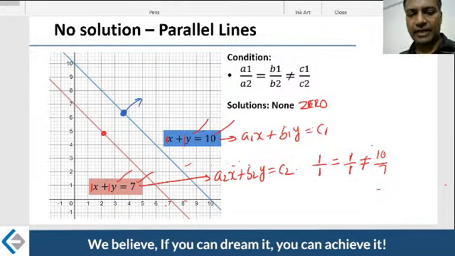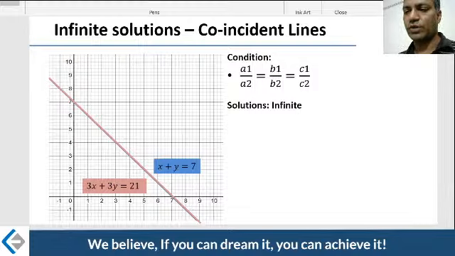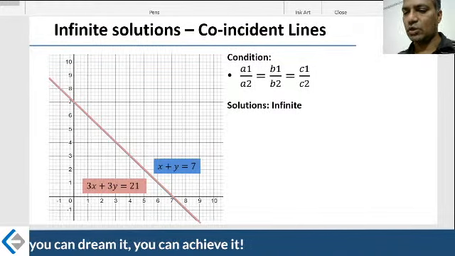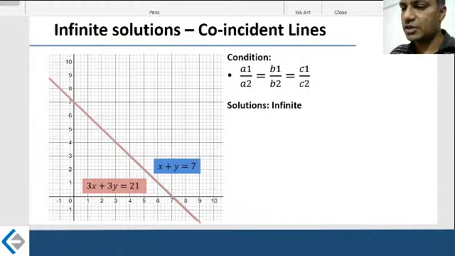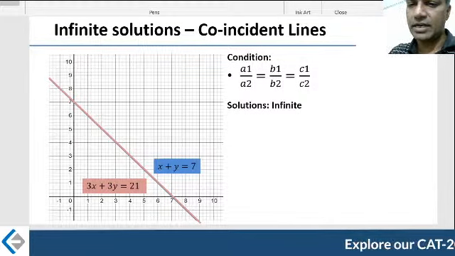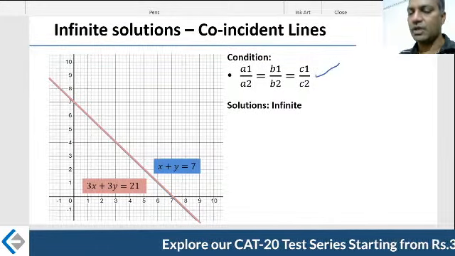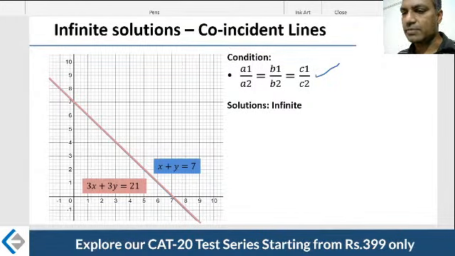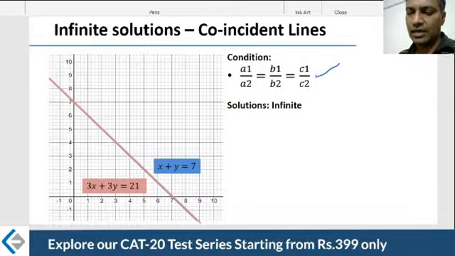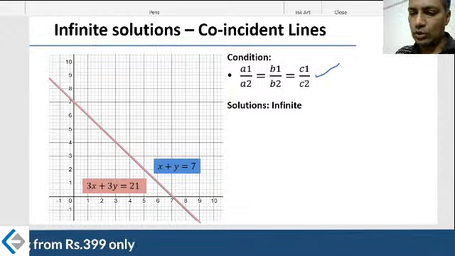Okay, type 3. If I take two simultaneous equations, what is the third thing that can happen? The third thing is the lines can be coincident lines. Coincident lines means one line is upon the other line. So what is the condition? This is the condition. When the ratio of the coefficient of x matches with y and they also match with the constant term, then we say that the lines are coincident lines, which means one line lies upon the other line.